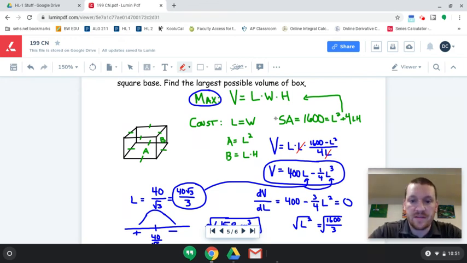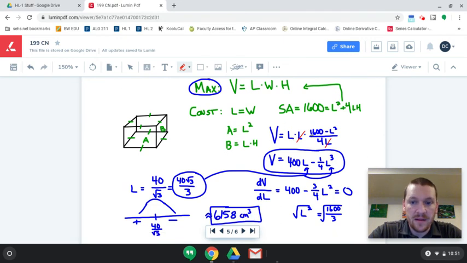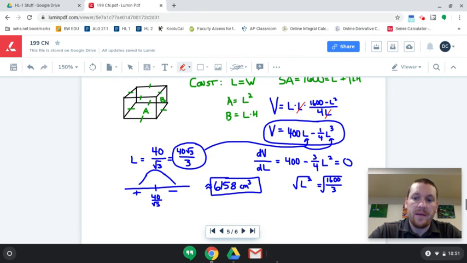We have a specific surface area. We have the constraints. We know what the length and the width is. We know the area of A is L squared. We know that B is L times H, and we can go through and use all those to get everything in terms of L. So if you get everything in terms of L, you can look at the volume with respect to L, and then you can find the maximum or minimum by just deriving it. In this case, we differentiate in terms of L, so dV/dL, which is right here.